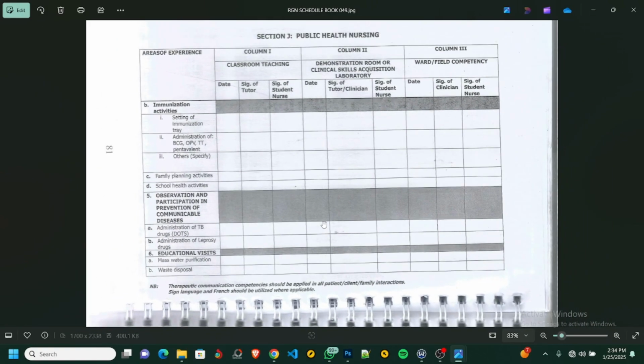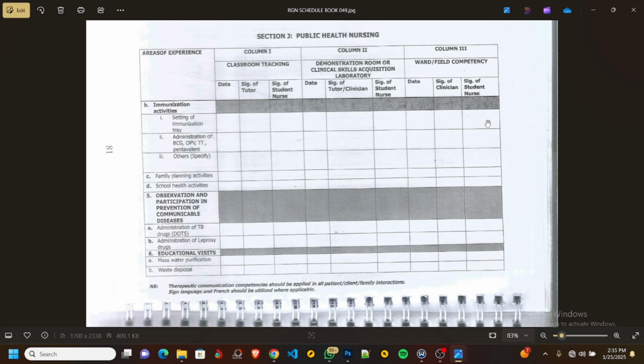So the next one is public health nursing, and as it has been mentioned, you would find areas where you will be taught in the classroom. So the same way you write the date for classroom, you sign as a student, then the tutor also signs. So if you get a demonstration either in the skills lab or in the hospital, you also write that particular date, you sign as a student, and then the clinician also does the same. Then you do the same thing for that of the competency.